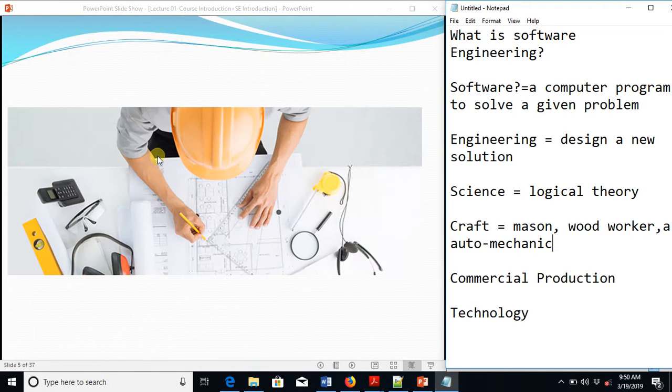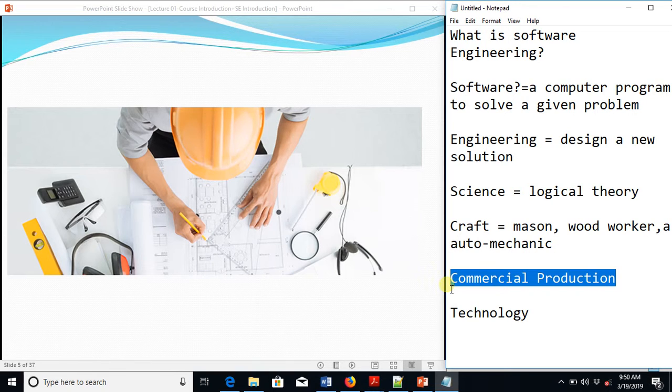And this guy is an engineer because he is designing a new solution. The focus is on the new and designing. So whenever you design a new thing, then you are an engineer. When you copy previously built things, you can be a mason, woodworker, or auto mechanic, but you're no more an engineer. And lastly, what about commercial production? It's also copying the same object again and again, but in a mass production way. So again, it's not engineering.